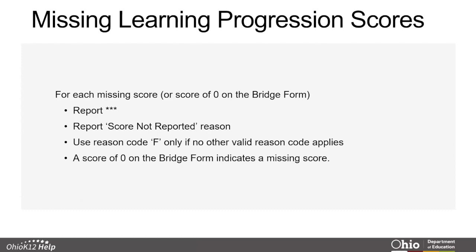There are a lot of valid options, and that's why you want to have that communication with your teachers to know, okay, why is the learning progression rating an N? So you'll look at the valid options. There is a reason, F as in Frank. That is a reason code that would only be used if you've determined that no other reason code is appropriate.